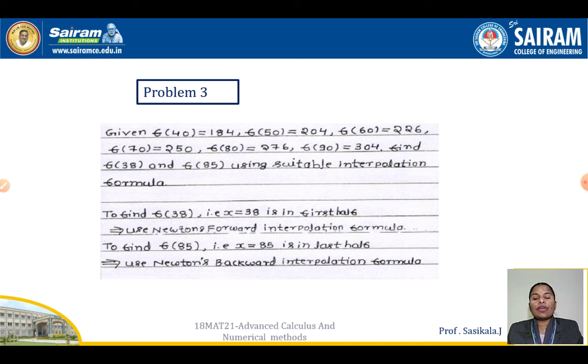The question asks us to find two values: f of 38 and f of 85. f of 38 is near your 40, and f of 85 is near your 90. That means x0 and xn. So in this problem, we are supposed to use both Newton's forward and backward. Okay, so we'll go for the solution.